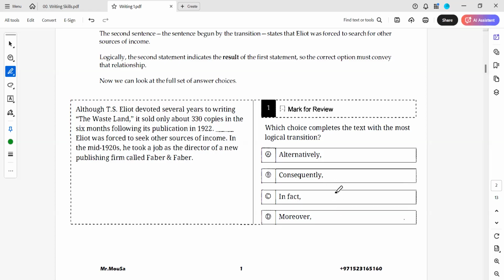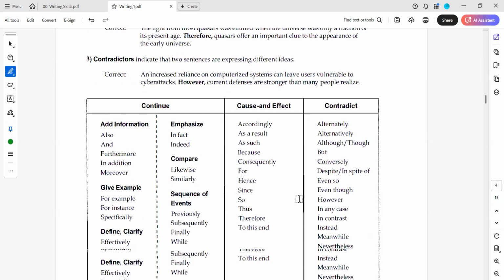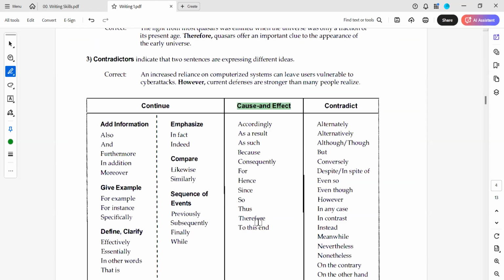Okay, today, inshallah, we'll be discussing the three different classifications of transition. So for example, here we have cause and effect transitions. In that list, you have the most commonly used, the most frequently tested transitions. Check what we have here accordingly. As a result, as such, because, consequently, for, since, hence, so, thus, therefore, to this end, all those transitions are used to indicate what? To indicate cause and effect relationship.